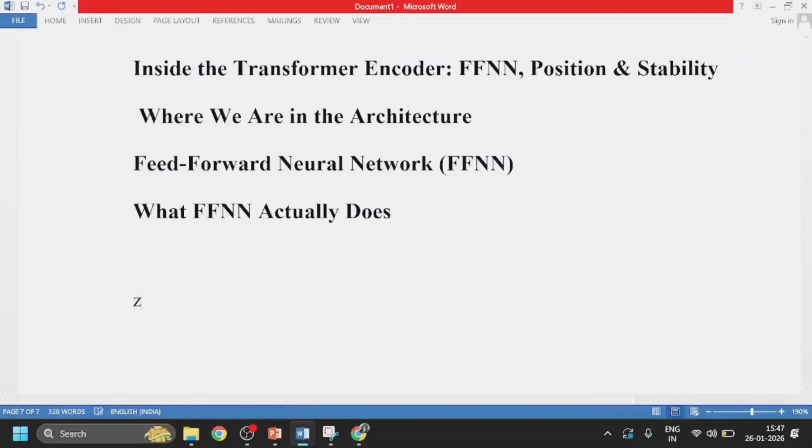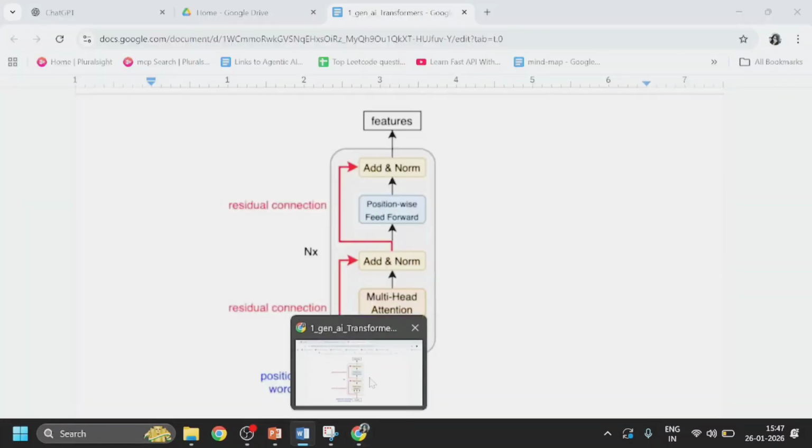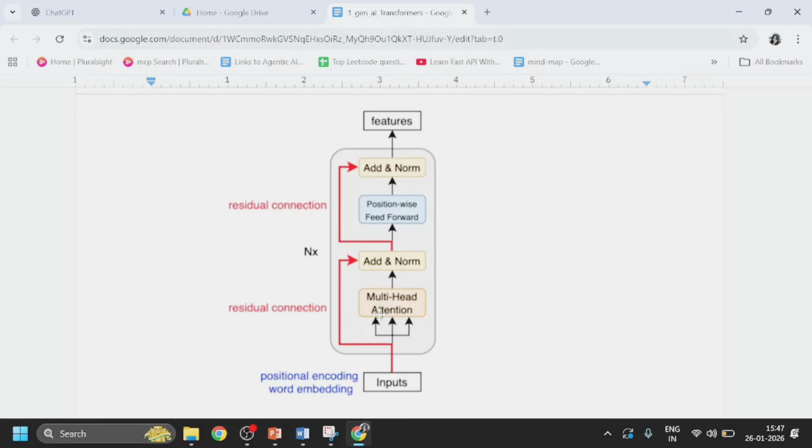Now we are going to cover these points inside the transformer encoder: feed-forward neural network, positional encoding, and stability. Where are we in the architecture, and what does the feed-forward neural network actually do? This is our diagram. We have multiple blocks. This one is multi-head attention, this is add and normalization, this is the feed forward neural network, and positional encoding, and add and normalization.